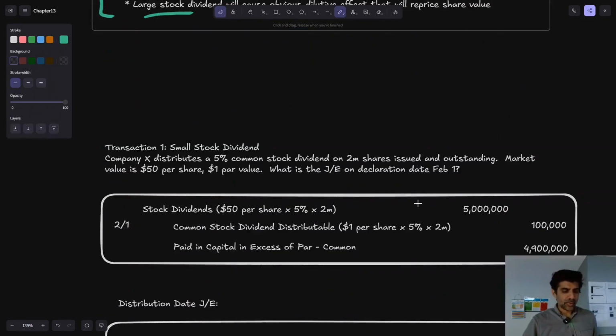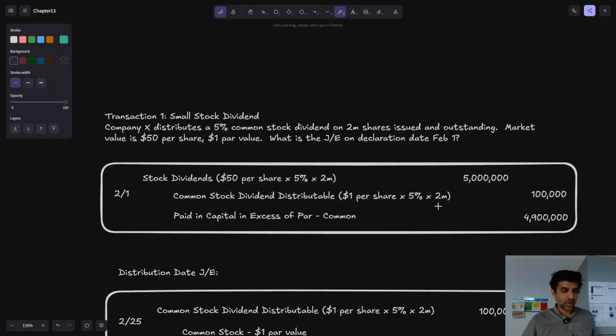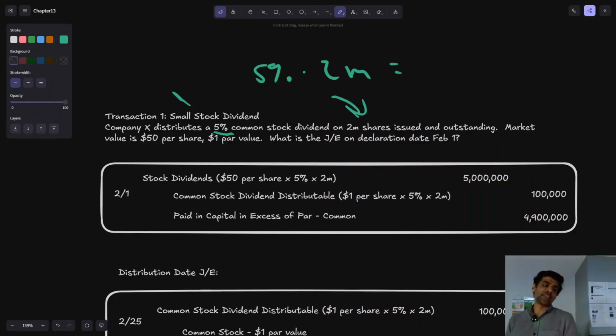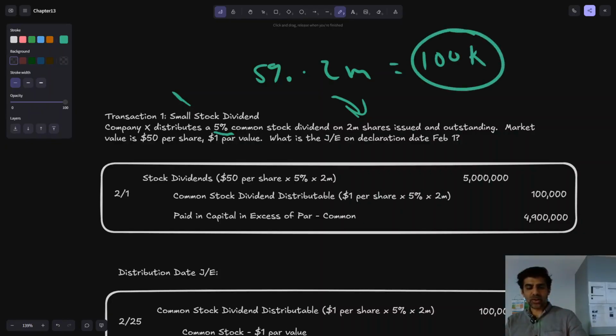So this is just to see an example. Transaction one, this is a small stock dividend. The company is going to distribute a 5% common stock dividend on 2 million shares issued and outstanding. So how many new shares are going to be created by this? What is 5% times 2 million? 10% is 200,000. 5% is 100,000. So we're going to issue 100,000 new shares.